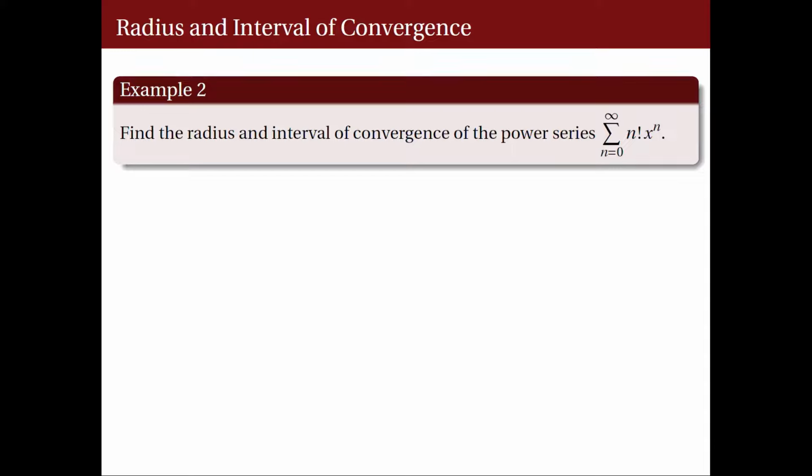For our next example, we will consider the power series sum of n factorial times x to the n, n equals 0 to positive infinity. And again, we will use the ratio test to determine the radius and interval of convergence of the power series. Let's consider a_n equal to n factorial times x to the n, which is the term of our power series.